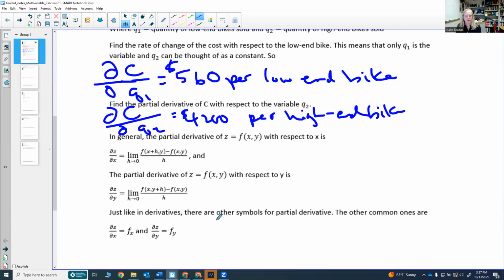Just like in derivatives, there are other symbols for partial derivatives. The other common ones are that the partial derivative of z with respect to x can also be written as f sub x, and the partial derivative of z with respect to y can be written as f sub y.